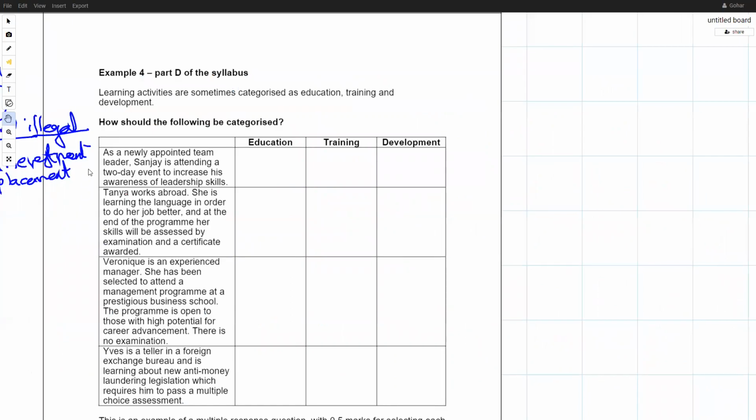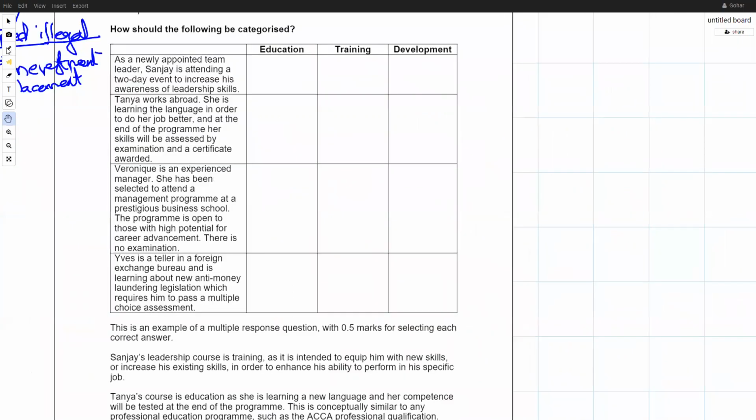Okay, so let's come back and do this question. There are four scenarios given to us, and in each of these four scenarios we have to tell the examiner whether this is education, training, or development. In the first one, as a newly appointed team leader, Sanjay is attending a 2-day event to increase his awareness of leadership skills. Okay, this person is going to go ahead and learn something new.